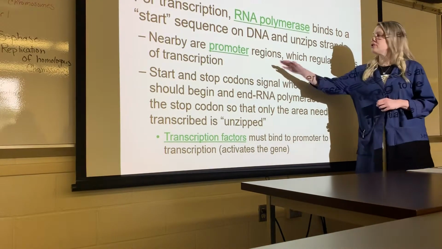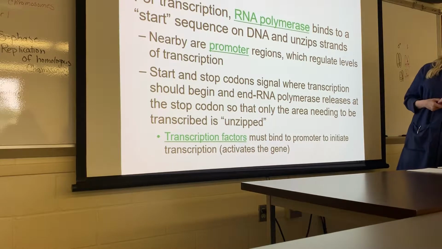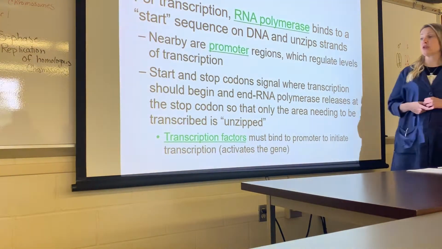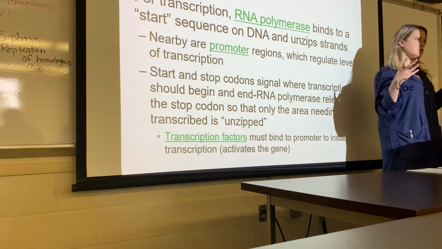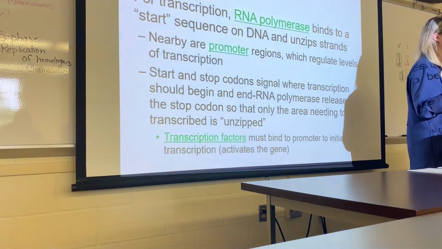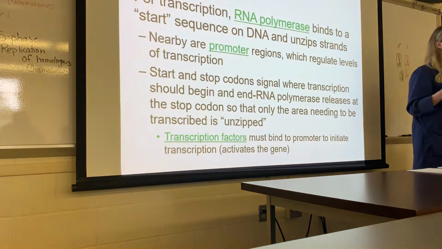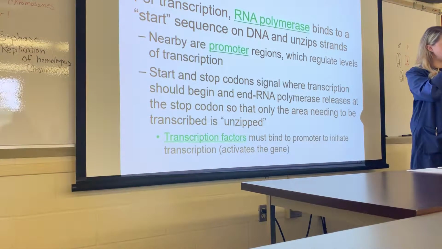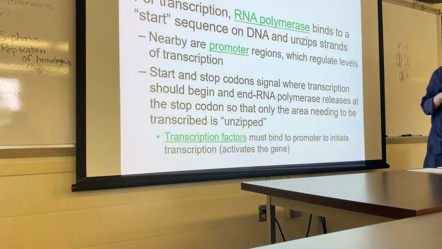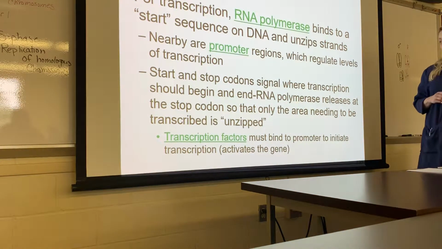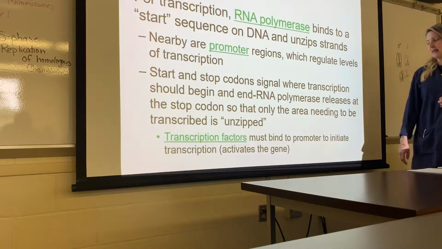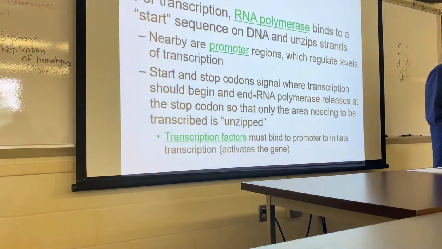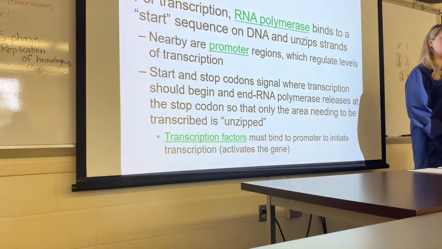We have promoter regions nearby, which regulate levels of transcription. And then we have what are called start and stop sequences, known as codons, where the transcription should start and end. RNA polymerase, that enzyme, will stop unzipping the DNA when it gets to the stop sequence. Transcription factors have to bind to areas on the DNA to initiate transcription and activate the gene.